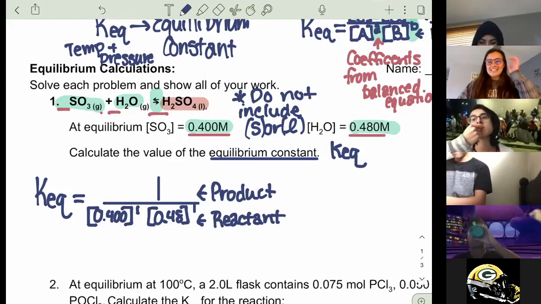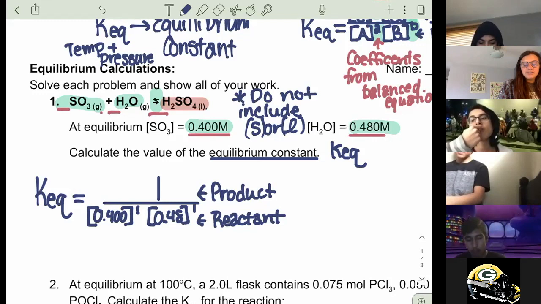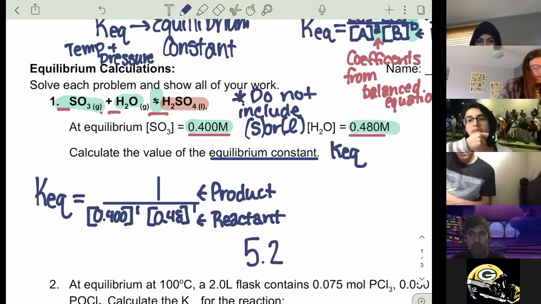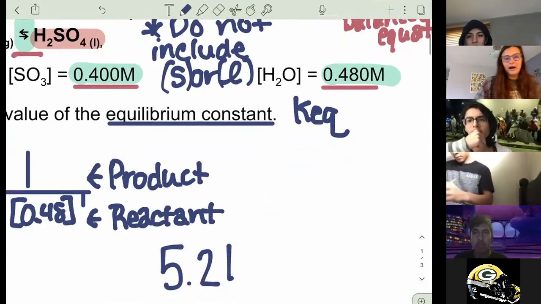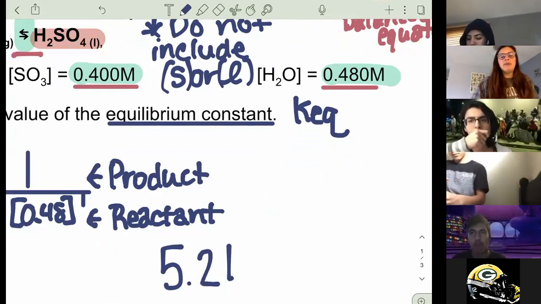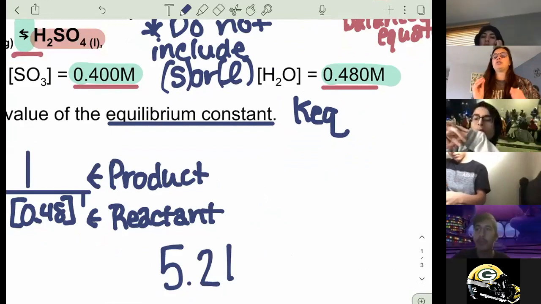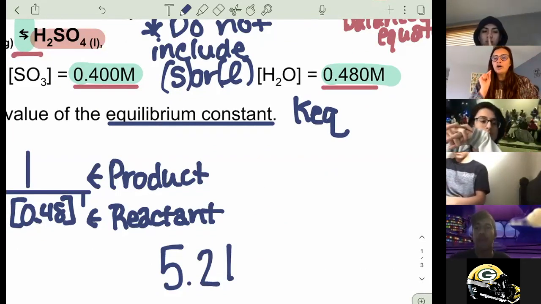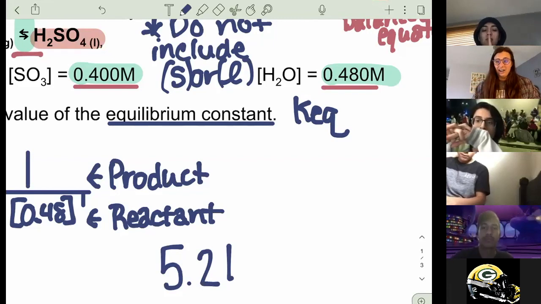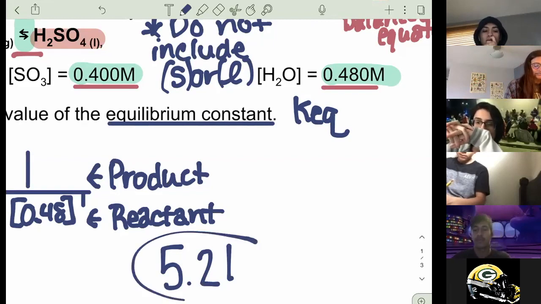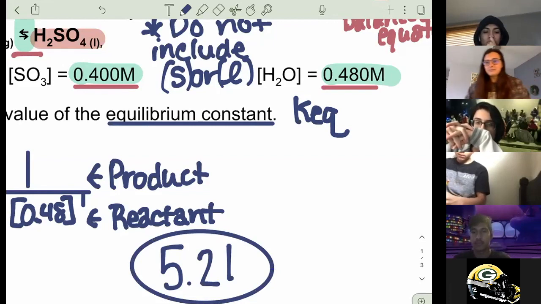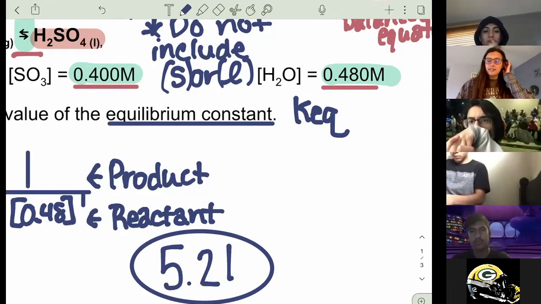Okay, so awesome job, guys. It should be 5.21, and there are 3 sig figs. The crazy thing about your equilibrium constant, and the thing that personally drives me insane, is that there are no units because they all technically cancel out. Whenever you write your equilibrium constant, all you have to worry about is sig figs. So that's your answer. At equilibrium, our constant for this equation is 5.21.